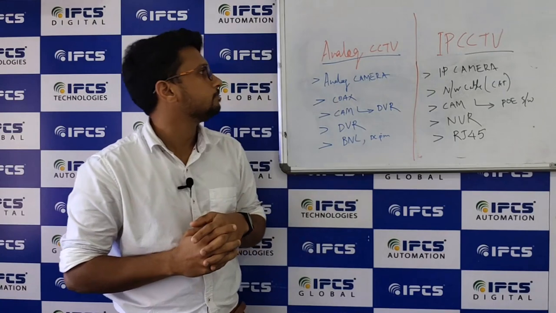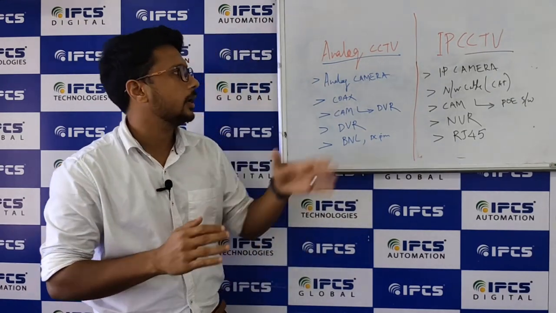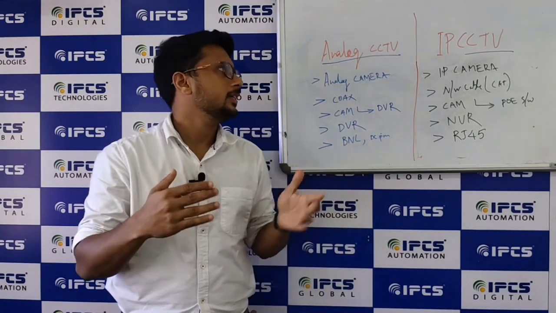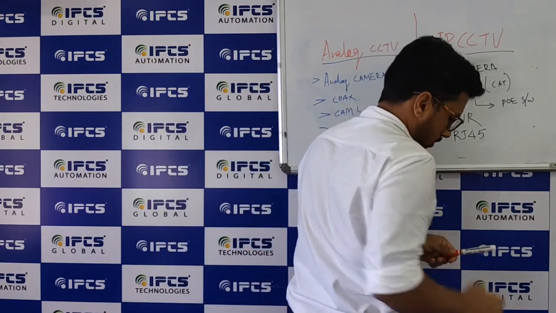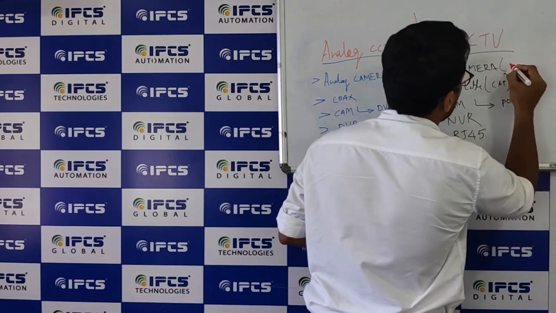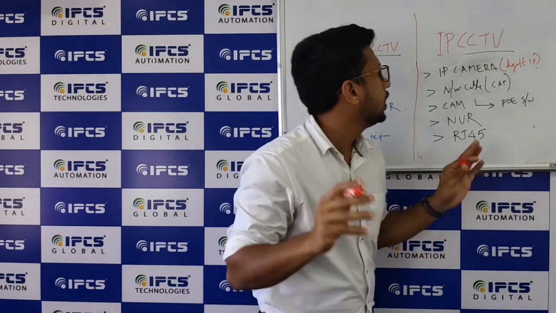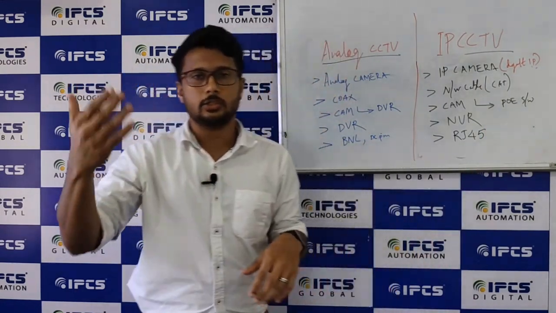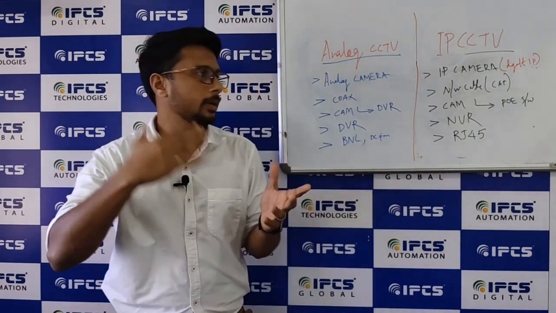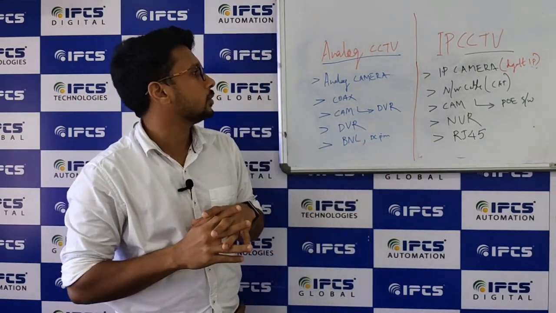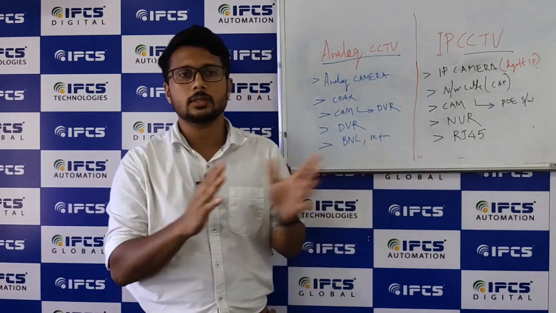Also, some configurations, called IP configurations, need to be done in the IP CCTV system, because each and every camera will have a unique IP. We should give a unique IP, but they will have a default IP address, which we need to change. Because in networking, two cameras won't have the same IP address. That will make an IP conflict, which will cause problems in communication. So it's technically called IP conflict. And if you connect two IP cameras without configuring them, it won't work.